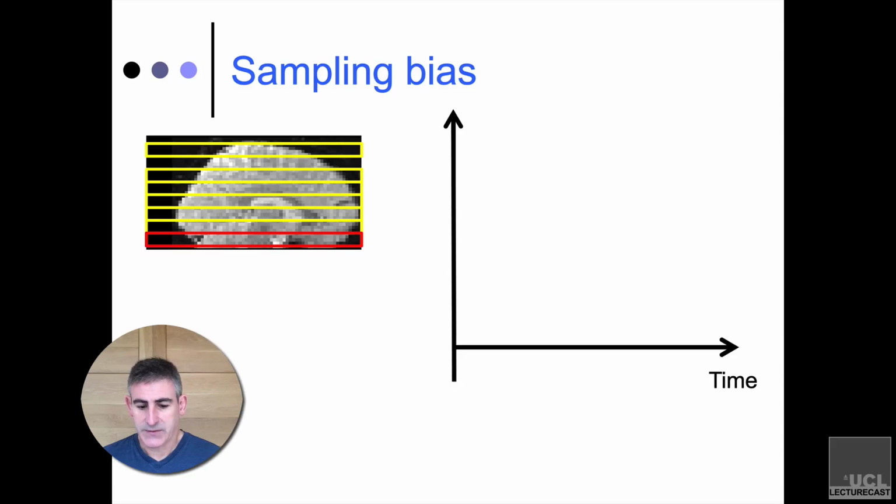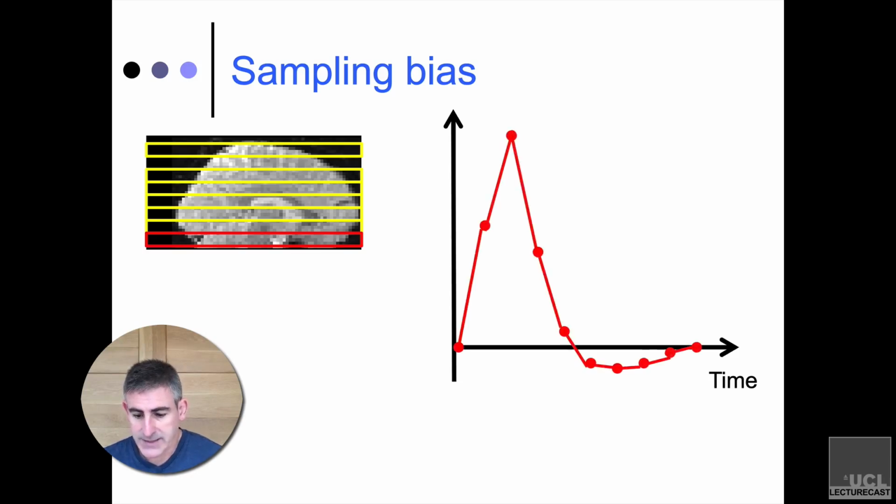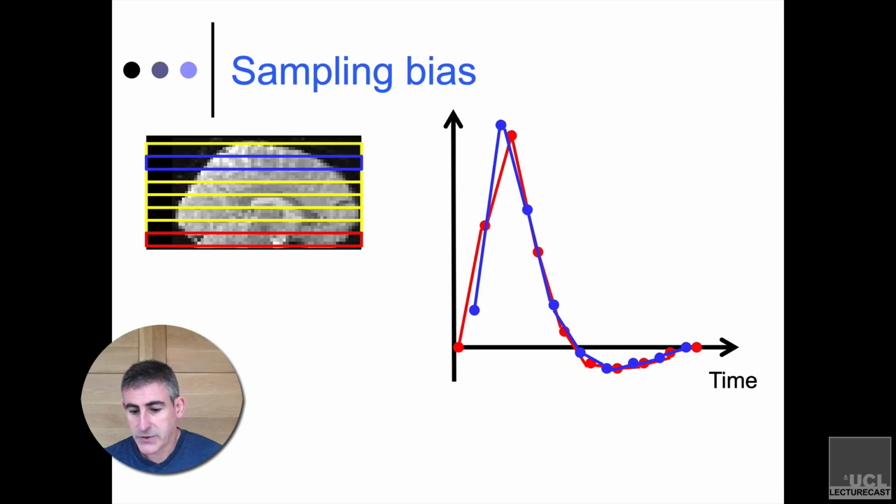So just to illustrate this again, if we take something from the bottom slice here and sample it at 0, 3, 6, etc., this is the hemodynamic response that we estimate. In contrast, if we use something higher up in the image and sample it at 2, 5, 8, etc., then you get a different estimate of the hemodynamic response.